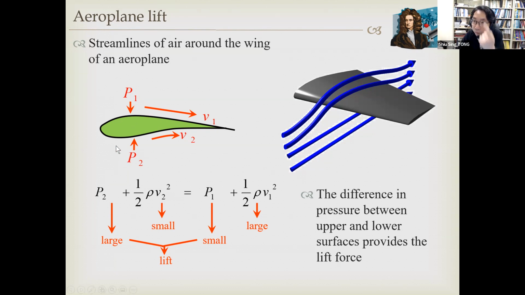And that means the sum of the two pressure forces will produce a net force pointing upwards. That provides the lift of the airplane. The lift force of the airplane counterbalances the weight of the airplane, and that's why the airplane can fly up into the sky. So it is the pressure difference between the upper and lower surface that provides the lift force.